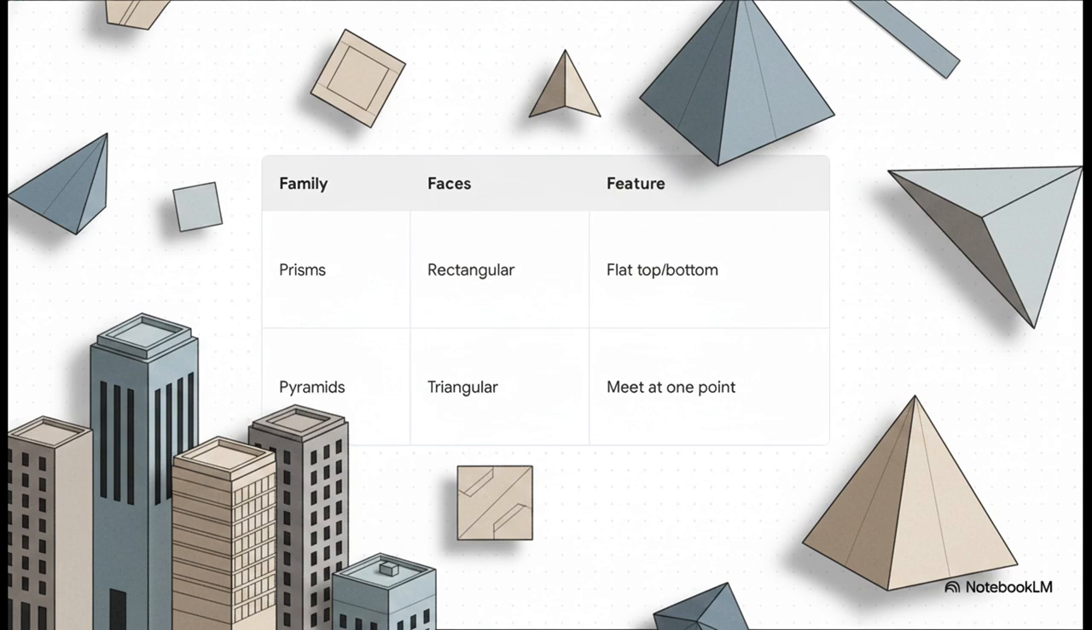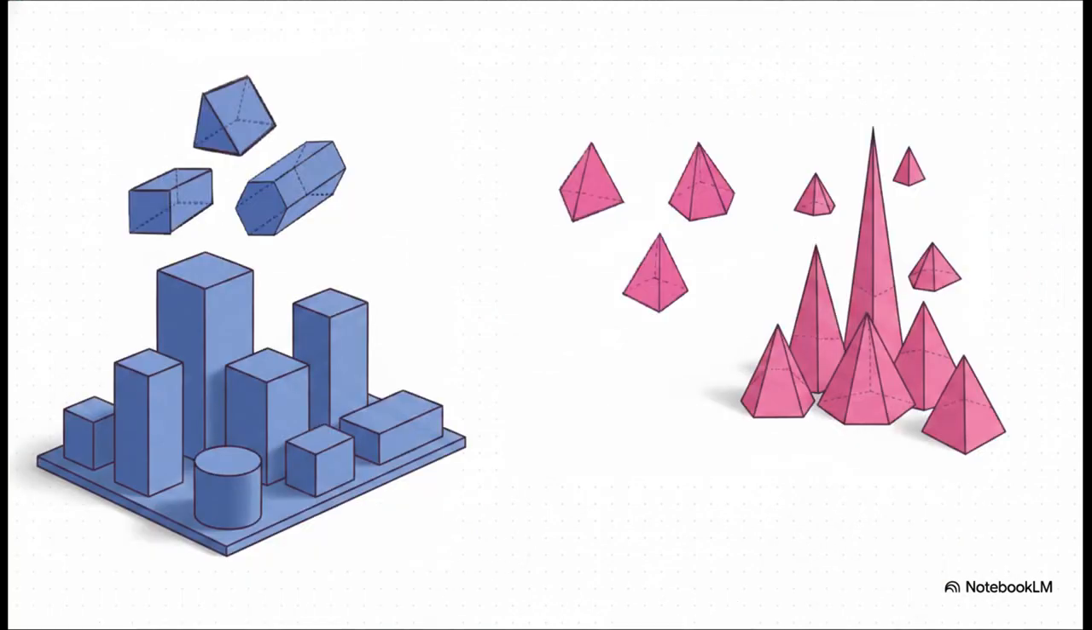Pyramids, on the flip side, rely heavily on triangular faces that all angle upward and meet together at a single sharp point. You can clearly see the striking visual difference here. Take a look at the blue prisms. They are boxy, stable, and flat on top, whether they have a triangular base or a hexagonal one. Contrast that with the pink pyramids, where all the triangular sides slope up to converge at one single vertex at the top. It's a totally different architectural vibe.